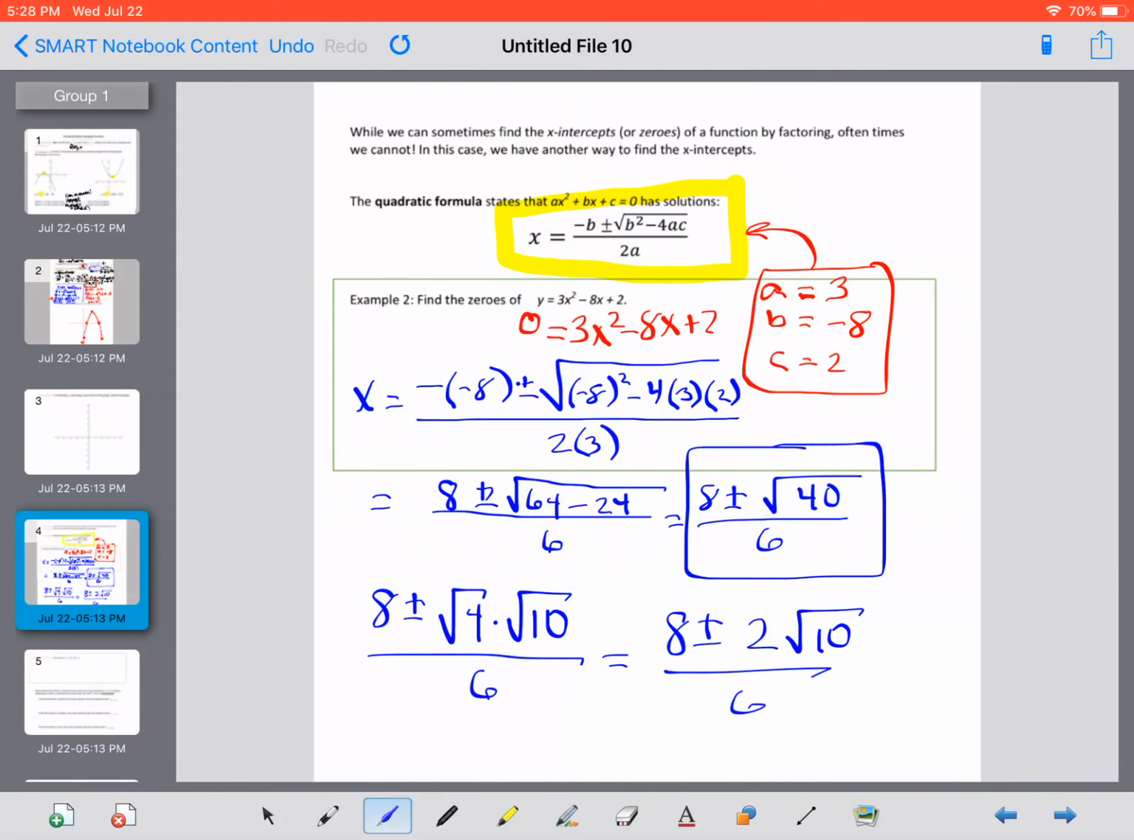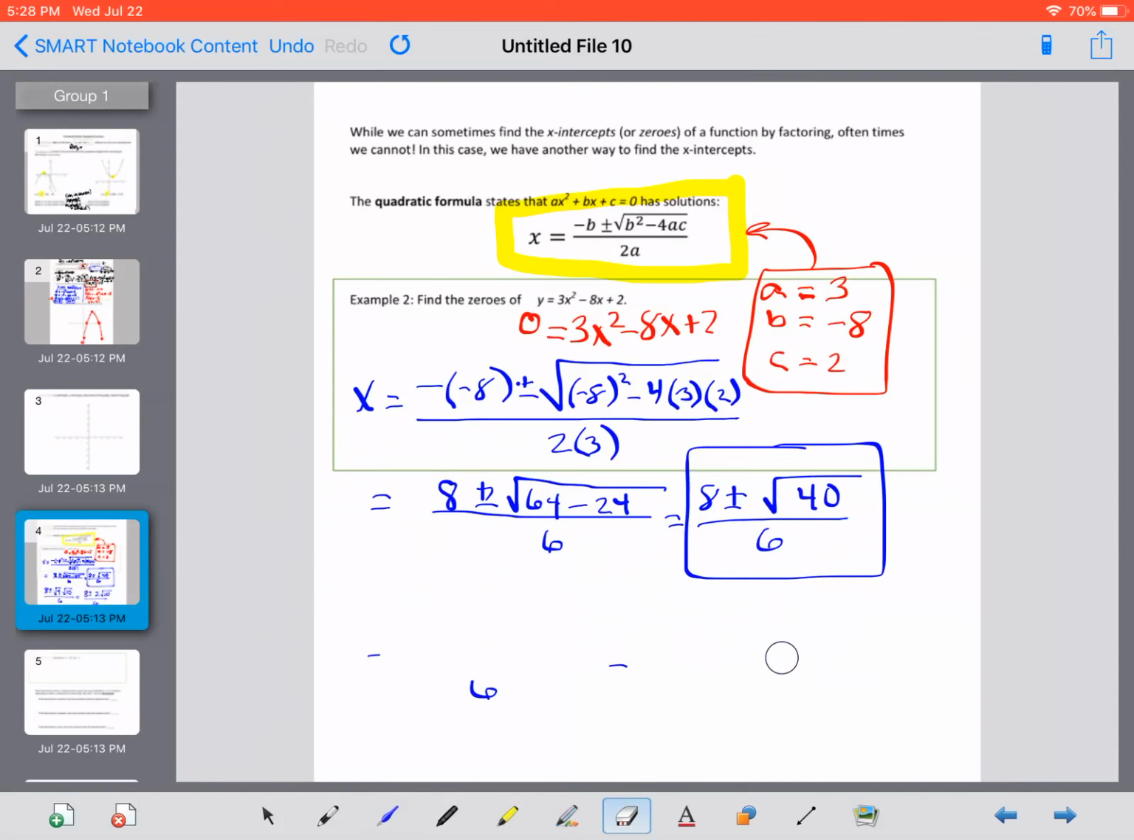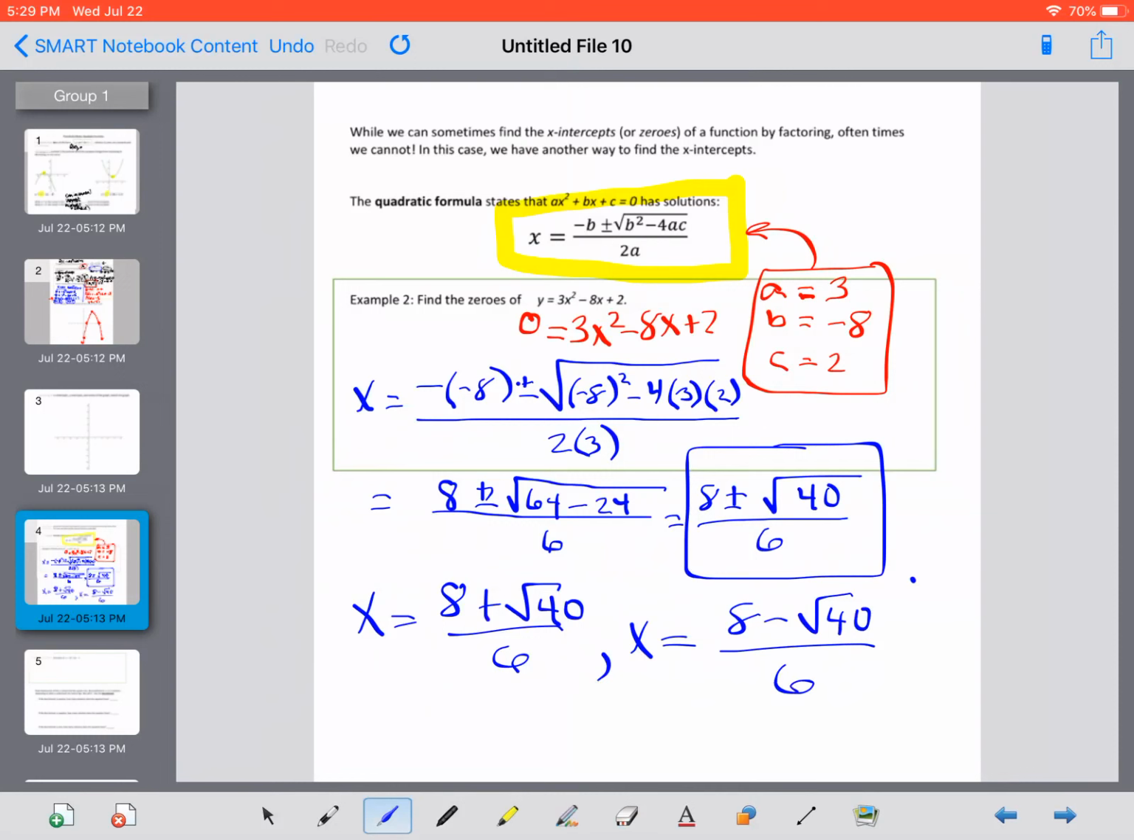And just so that we're clear on what this means, we have two solutions. This expression with a plus sign between the 8 and the square root of 40, and the same expression with the minus sign. So our two solutions, our zeros, or our x-intercepts, are going to be the number 8 plus the square root of 40 over 6, and 8 minus the square root of 40 over 6. Chances are you probably couldn't have guessed that these are the solutions by factoring, right? It's messy, and so you can see why you might really need to use the quadratic formula sometimes.